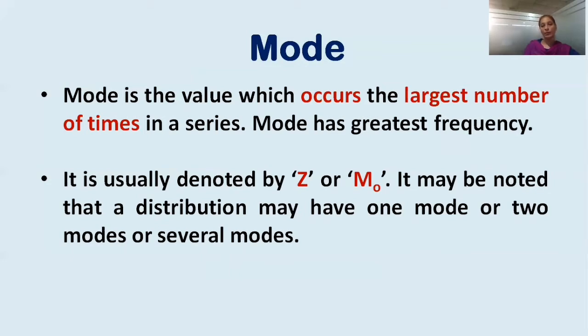It might be possible that in a series there is more than one mode. If a series has only one mode, we call it a unimodal series. If a series has two modes, we call it a bimodal distribution. If a series has more than two modes, we call it a multimodal distribution.